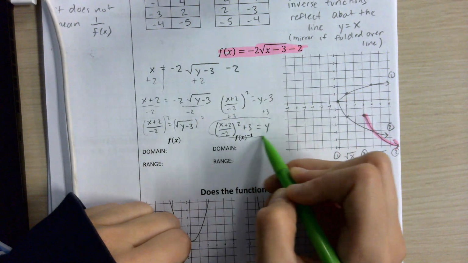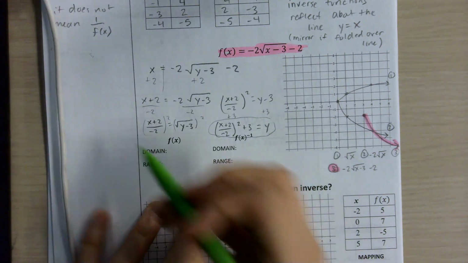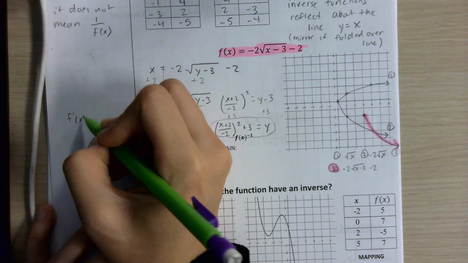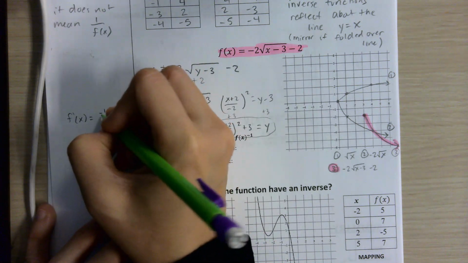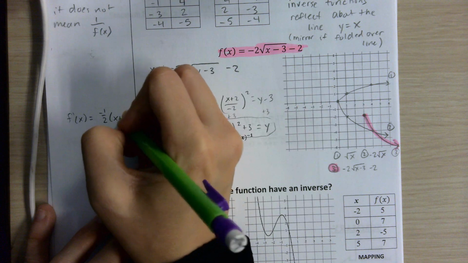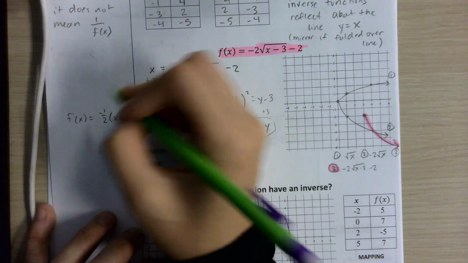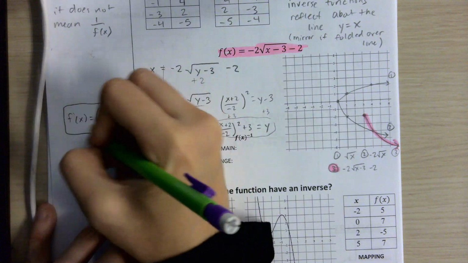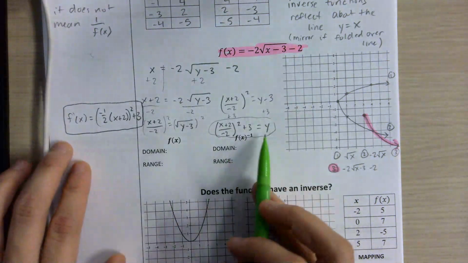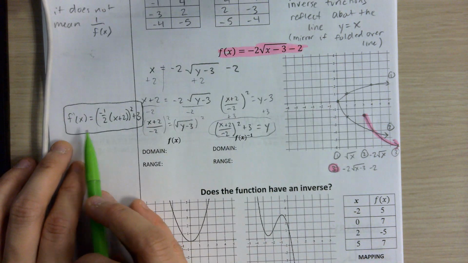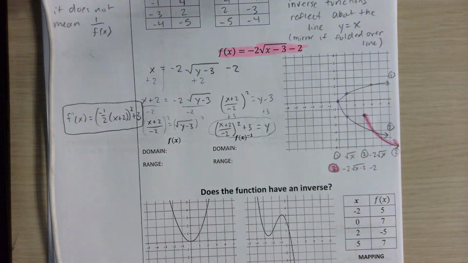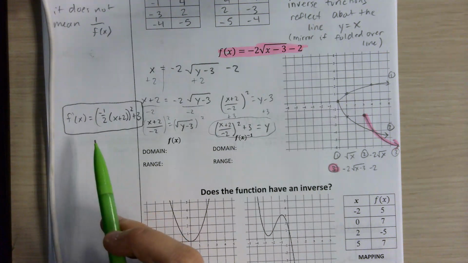So this is the equation. I'm going to clean it up a little bit over here. So we have f inverse of x equals negative 1/2 times x plus 2, squared, plus 3. Alright, so I just replaced the y with the inverse function, and then I pulled out this negative 2 to be in front of the x plus 2 squared, just to make it visually easier to see. Okay, so we can graph this too, right?